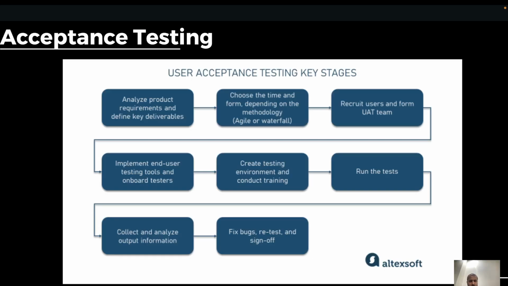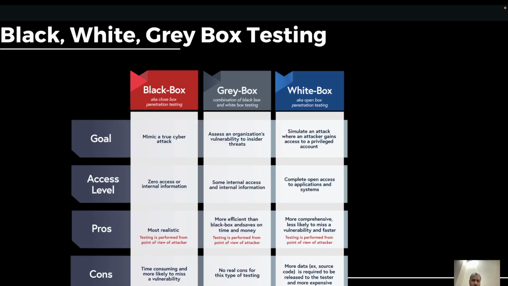So what are the stages of the UAT? So you analyze the product requirements and define the key deliverable, choose the time and form, depending upon the methodology, recruit users and form the UAT team, and then implement end user testing tools and onboard the tester, create testing and testing environment and conduct the training. Next, run the tests. Next, collect and analyze the output information, and if there are bugs that are being reported, then fix the bug, retest, and sign off.